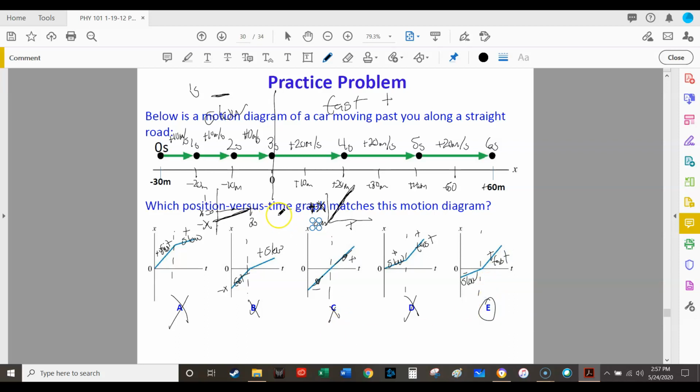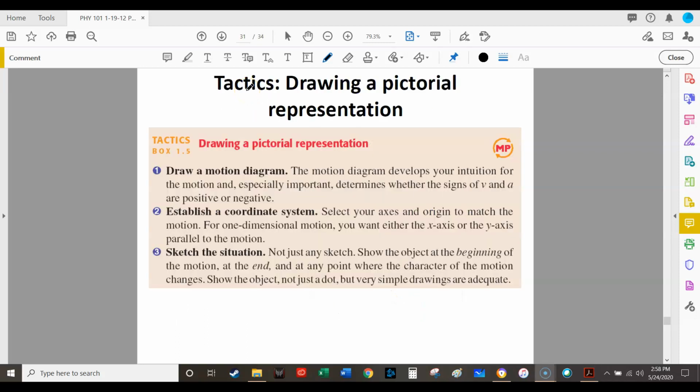How did you guys do? Did you try interpreting those graphs just like I did? Let's move on to the other problem. But first, let's talk about our tactics for drawing a motion diagram.